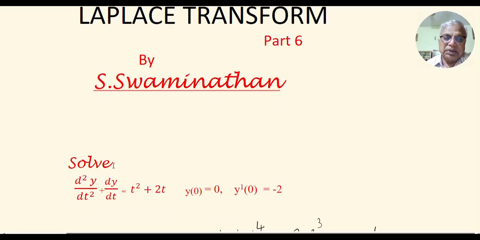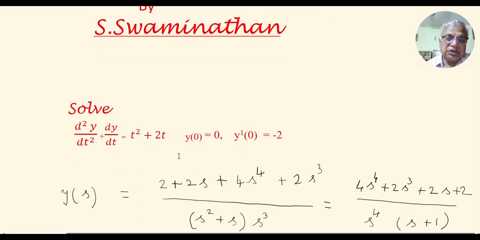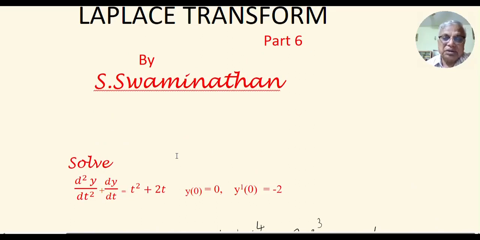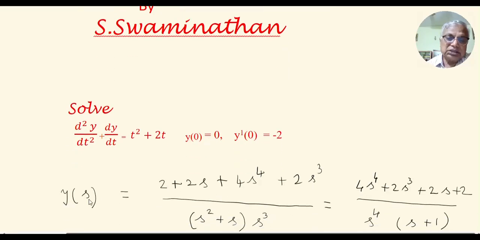In the previous part, we had solved a differential equation, this one, d square y by dt square plus dy by dt equal to t square plus 2t, using Laplace transform. We have taken Laplace transform of this equation, we substituted the initial values, and we have arrived at this simplification.